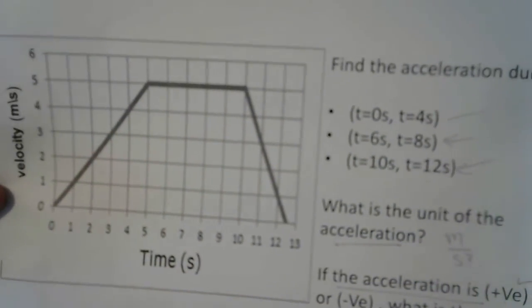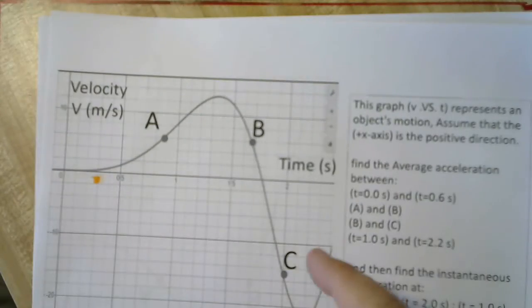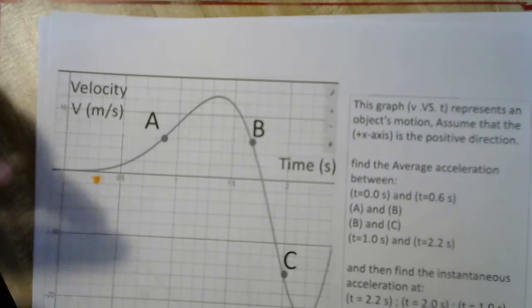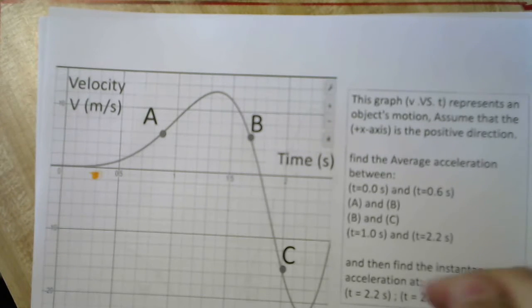We see the previous example, and instead of straight lines, we will now use curves. It will be easy. We will also draw tangential lines to find the instantaneous acceleration. Okay.